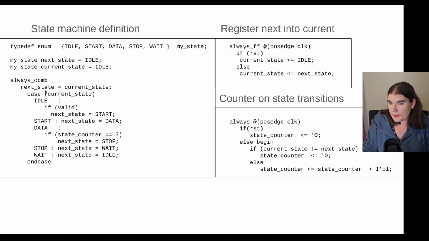I just also want to point out that I always put this next state as current state at the top of the combination always block so that I don't have to worry about inferring a latch. My FPGA basics video has what a latch is as well and how to avoid them. So let me show you some example code.